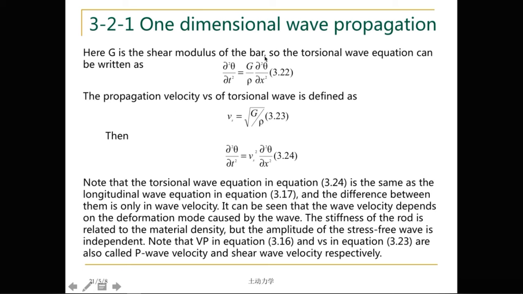Then we replace G over rho, and the equation is rewritten here: d squared theta over dt squared equal to Vs squared times d squared theta over dx squared. Note that the torsional wave equation 3.24 is the same as the longitudinal wave equation 3.17. The difference between them is only in wave velocity.